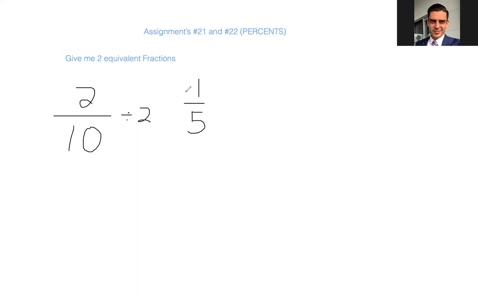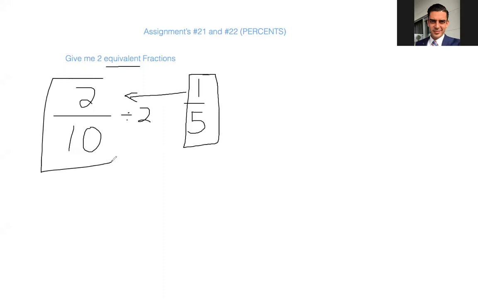Right? So 1 over 5 is the same fraction as 2 over 10. So they're equivalent. That's what equivalent means, that they're equal. They're the same. Now to make another equivalent fraction, I can also multiply by 2. So I can make this bigger by multiplying both the top and the bottom by 2. The top would be 4 and the bottom would be 20. That is also an equivalent fraction.